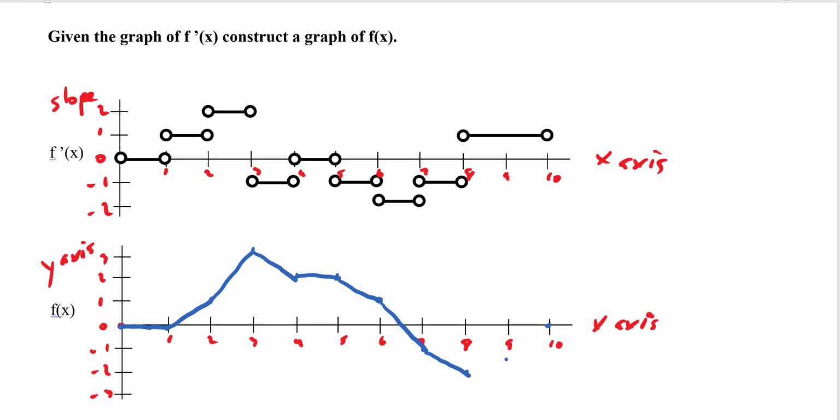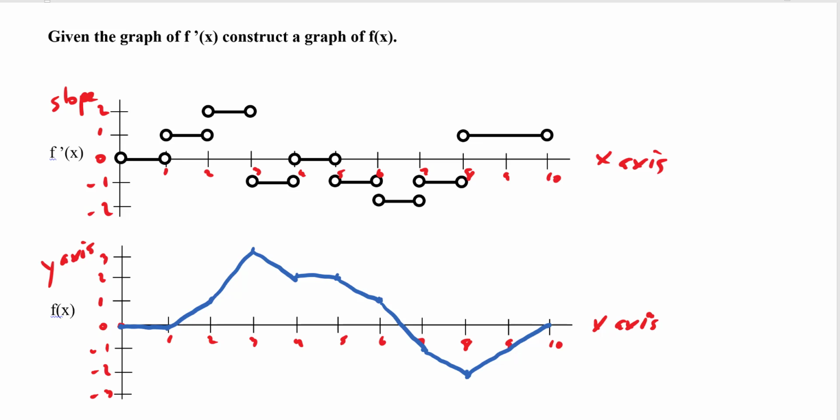Now here's what people want to do. They want to put an open dot at 9. There's no open dot there. The slope is consistently 1 from 8 to 10. So up 1 over 1, up 1 over 1. So it looks like this. Okay, so it's just a solid line because there's no change in slope there. So kind of watch out for that.